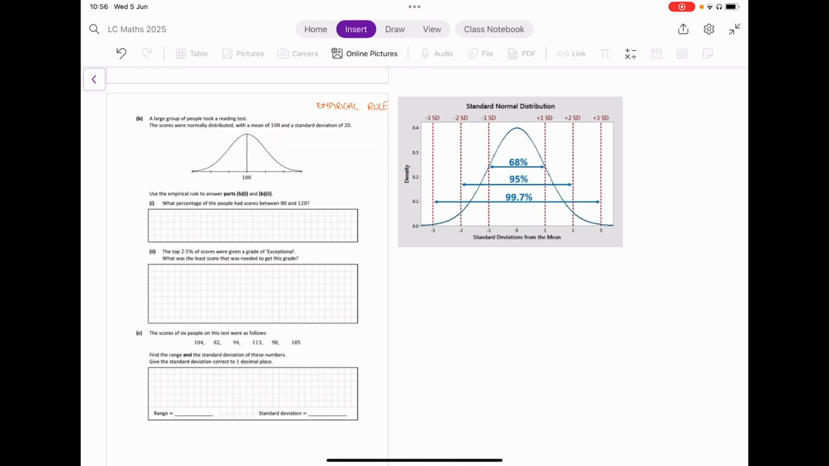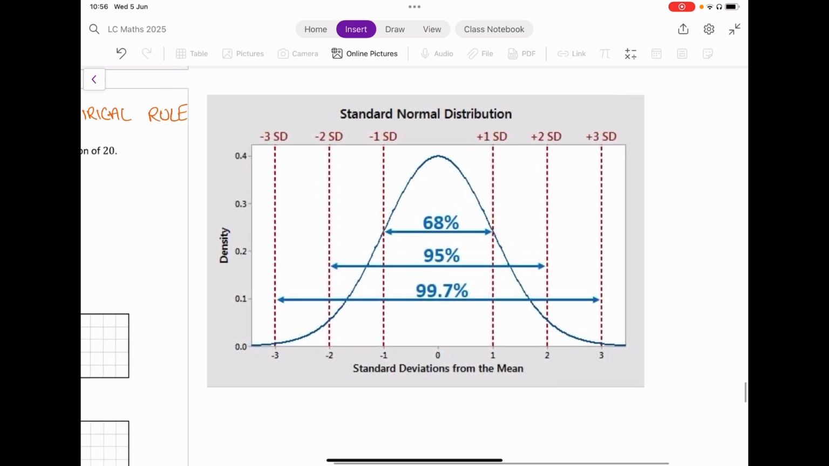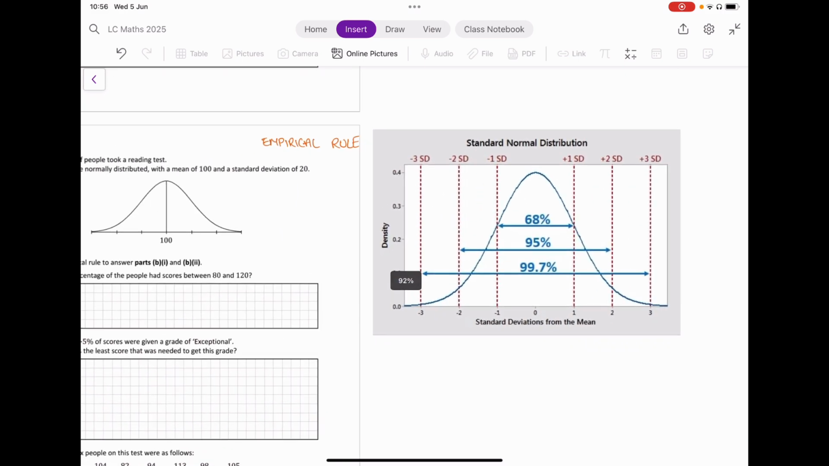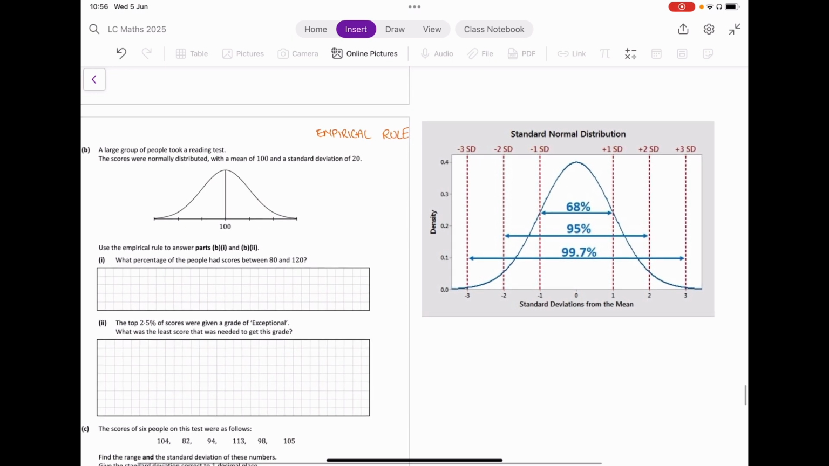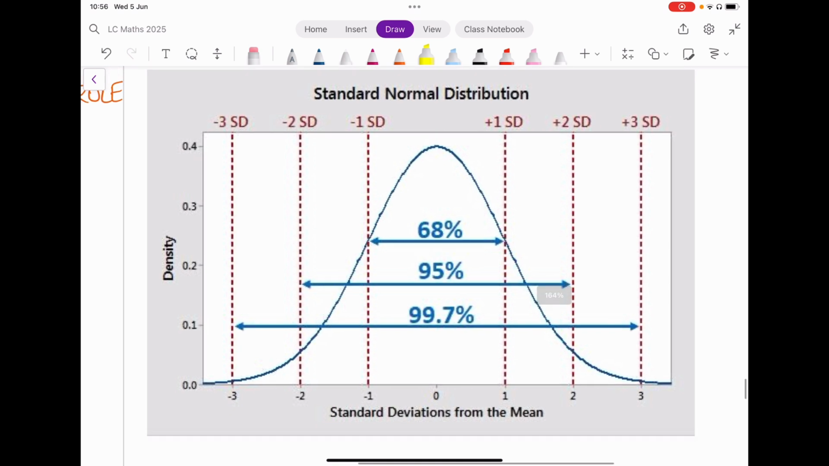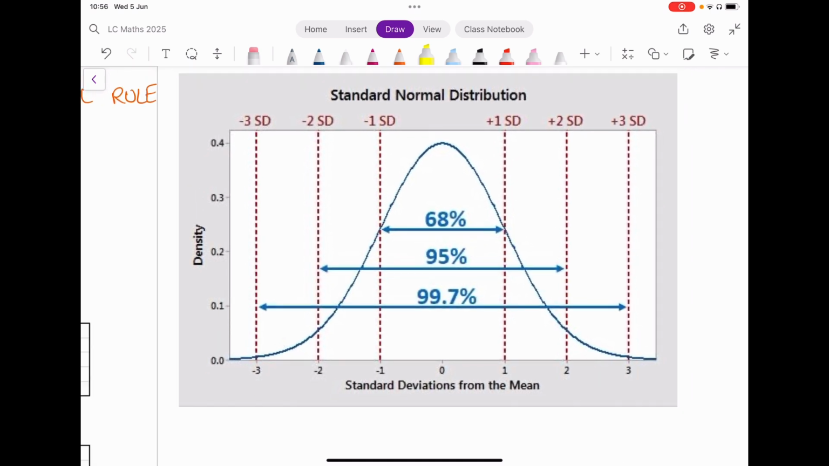Okay, so I have just added onto the page there a quick diagram of what the empirical rule actually means when we have our normal distribution. We can see straight away that the question is mentioning that they're normally distributed. So if a data set is normally distributed, this is what it means. We have the mean here down the middle, and on either side, one standard deviation, 68% of people will fall within that.